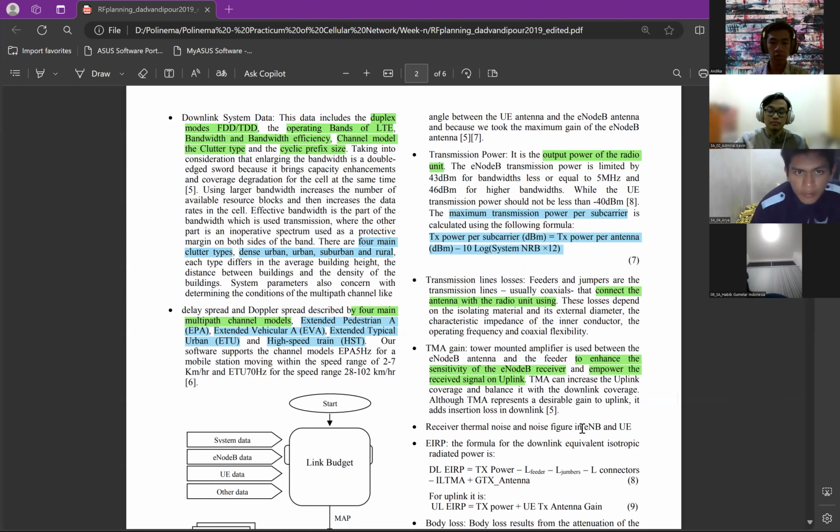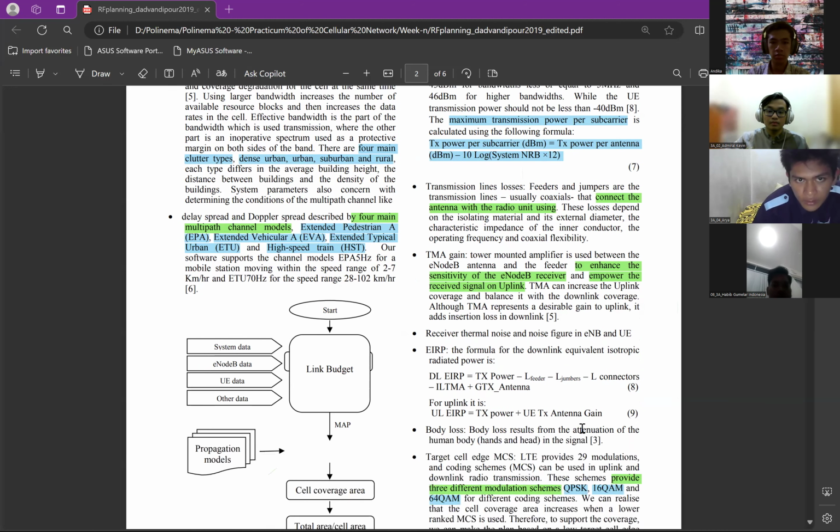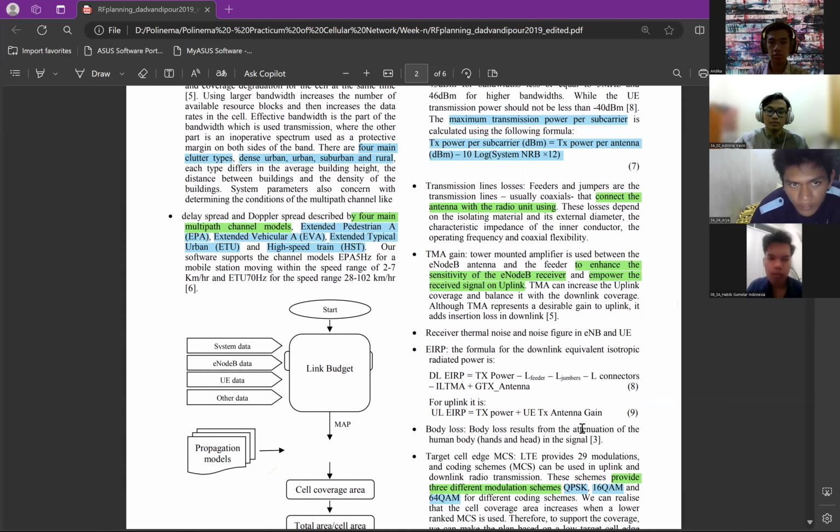There are four main cluster types: dense urban, urban, suburban, and rural. Each type differs in the average building height, the distance between buildings, and the density of the buildings.